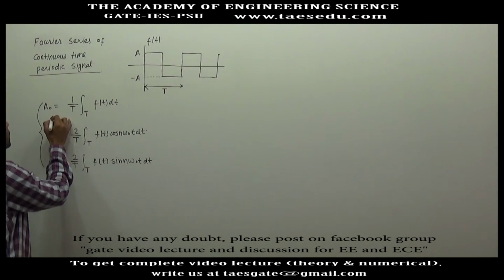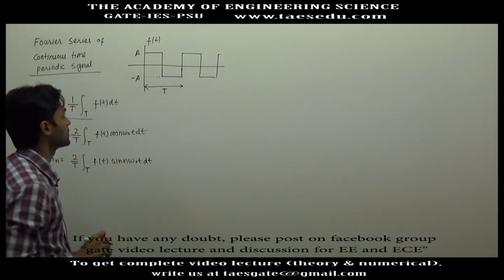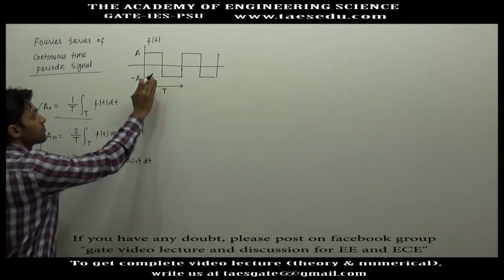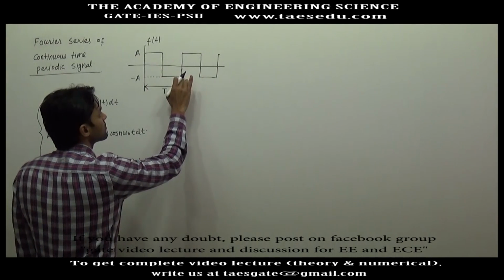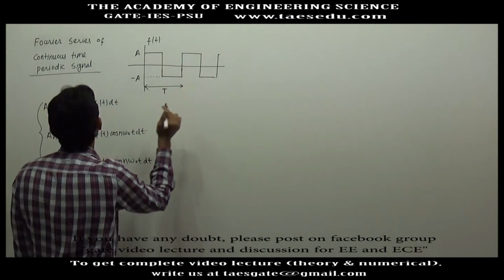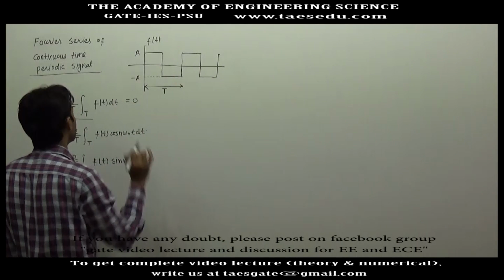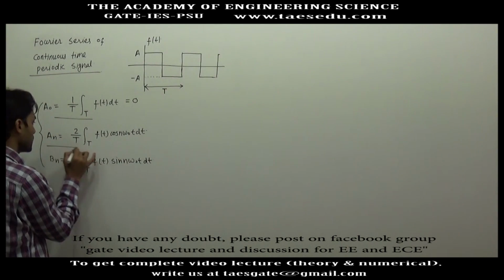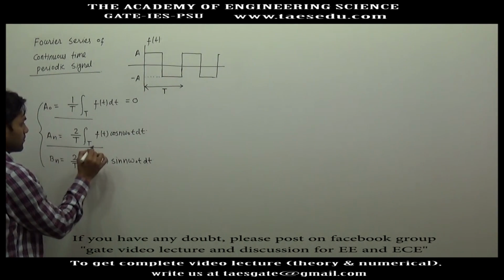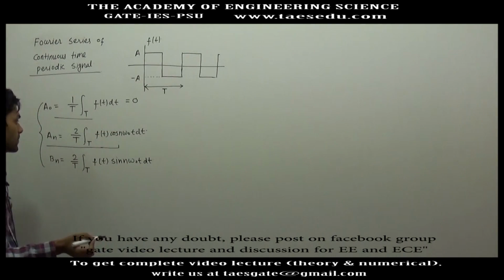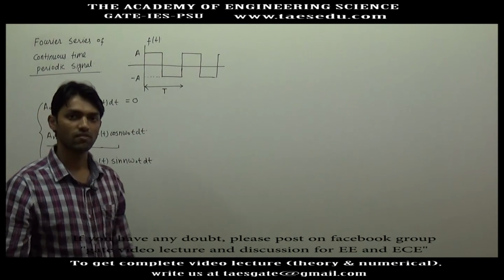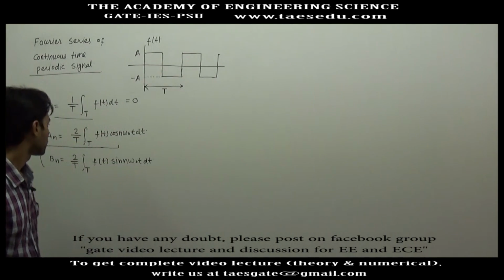So what will be the value of a naught for this signal? This looks very easy: a naught is nothing but the average of this signal. And what is the average? Positive area equals negative area, so the average value is 0. Now we have to find out a1, a2 and so on. So it is better to find out an. The value of an will be in terms of n, and by putting n equal to 1, 2, 3 we can find a1, a2, a3 respectively.